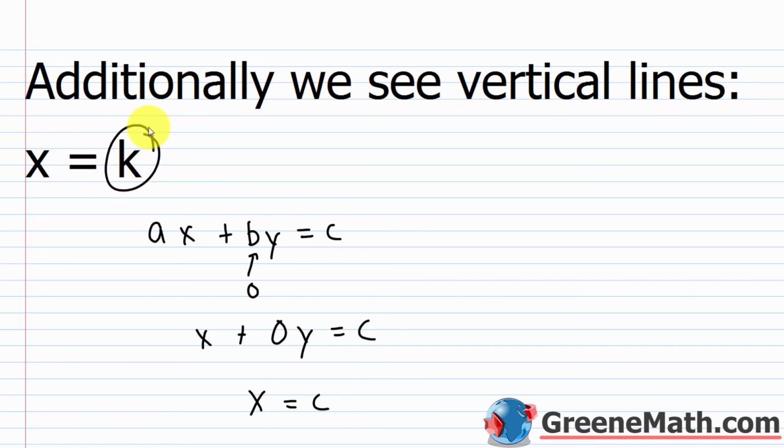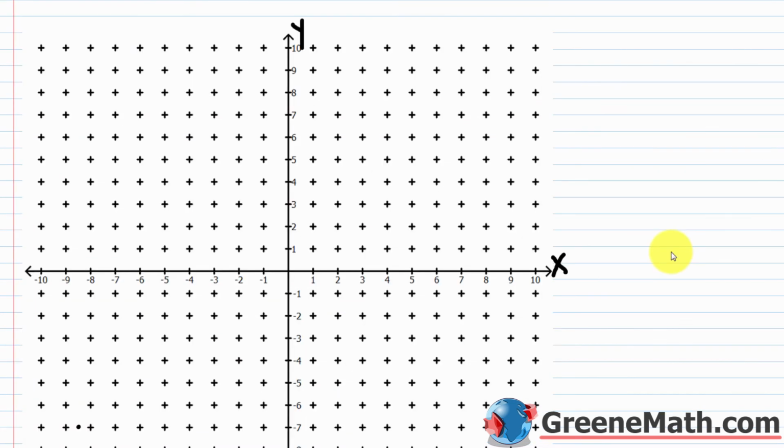It just means we're representing k and c. It's just some real number, okay? Can be anything. X could be, let's say, 4. Or x could be 6. Or x could be 10. Whatever it is, it's just going to be a vertical line. So let me show you that real quick. So let's say we had x is equal to 4.